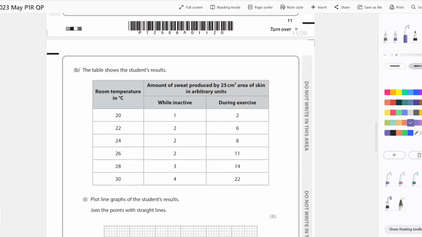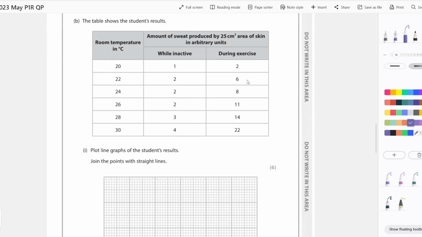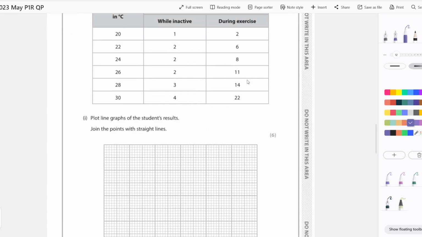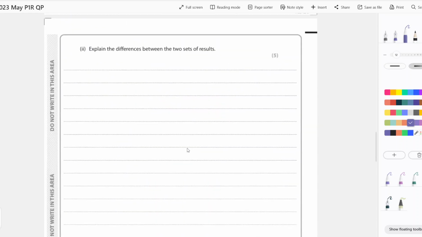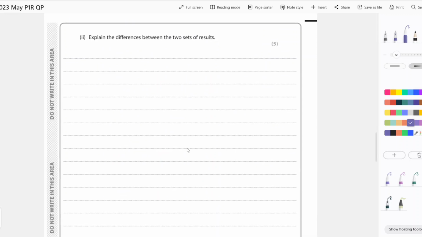The table shows the student's results and then plot a line graph of the student's results. Okay, join the points with a straight line. All right, so this is what the graph should look like. Your x-axis is the room temperature and the y-axis is the amount of sweat collected. And then you can see that I've joined the points with straight lines. All right, part 2, explain the differences between the two sets of results.